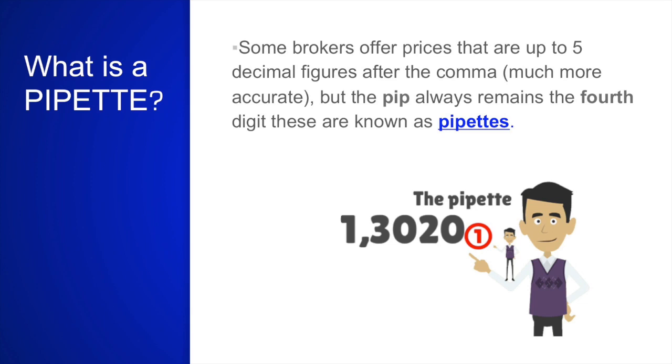So in this picture, you see 1.3020 and that 1 is the pipette. Let me tell you now, ignore that number. When you're calculating, don't even add it to your calculator. Or if you do, act like it's that invisible friend that you had.